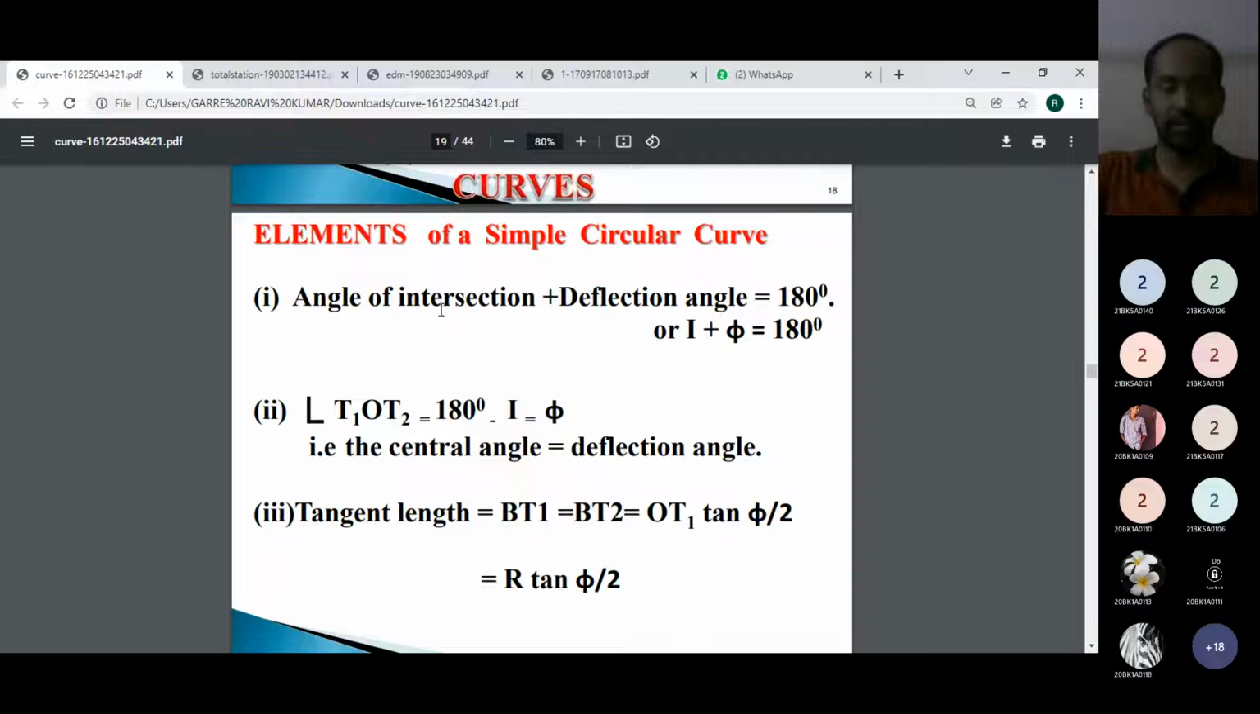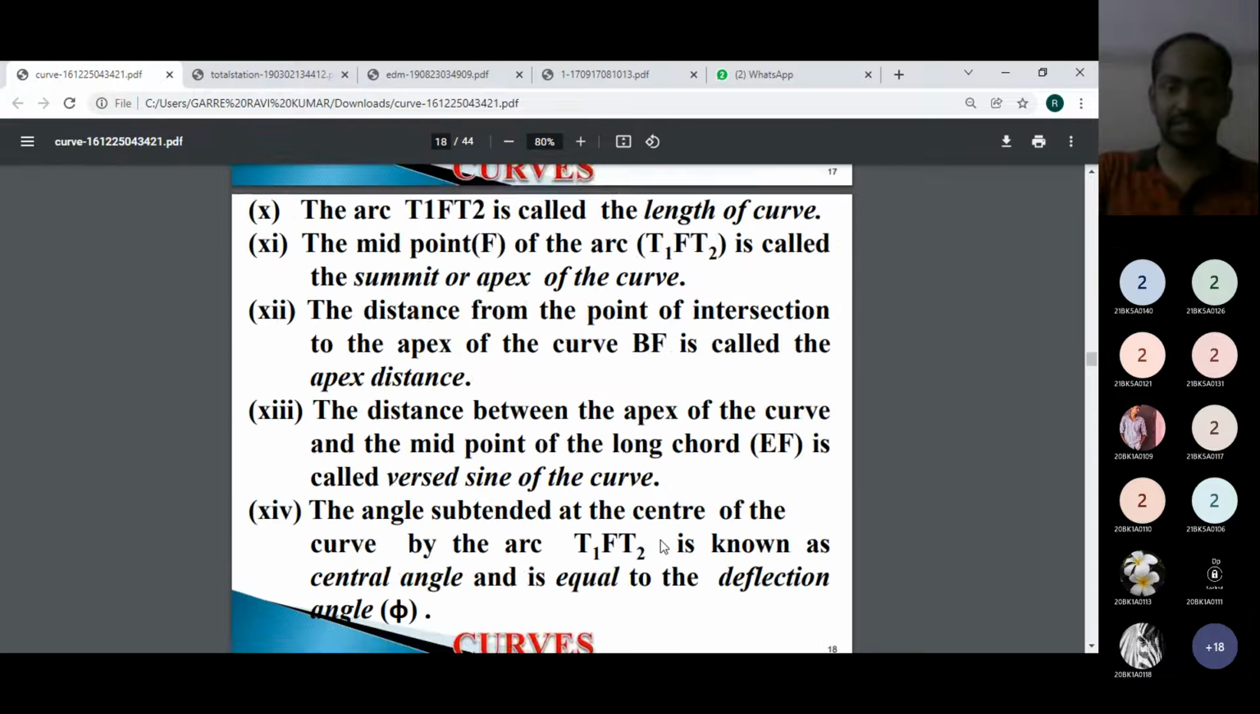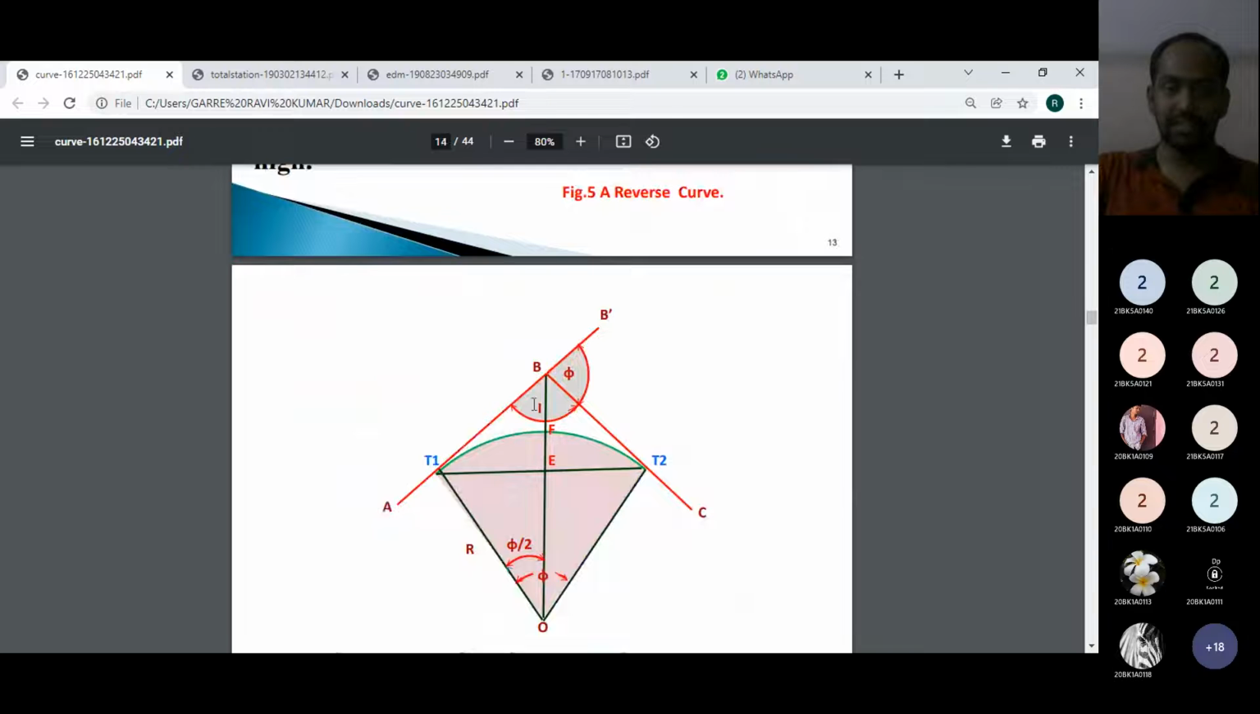We have different formulas. The angle of intersection I plus the angle of deflection, or deflection angle phi, will be equal to 180 degrees here. You can see here I is the angle of intersection and phi is the deflection angle. The point B can be considered as the point of intersection. The angle between the two tangents at B will be I, the angle of intersection.